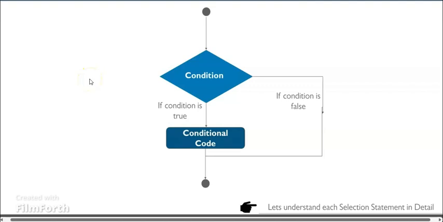Let's have some information on this. When you write the source program, it checks the condition, whether the condition is true or false. If the condition is true, it directly executes the conditional code. If the if condition is false, it directly comes out of the block. Let's understand each section in detail.